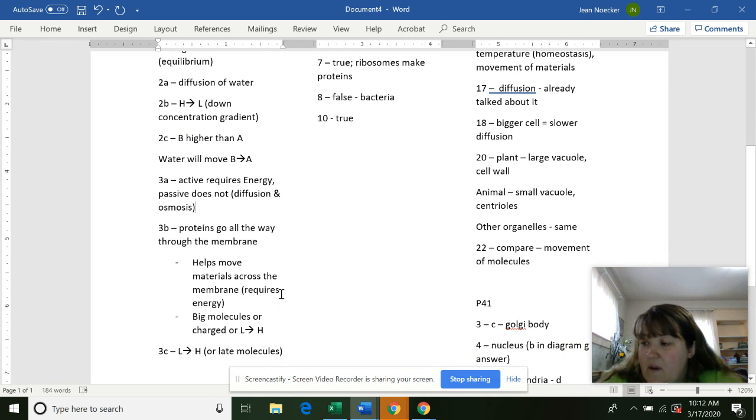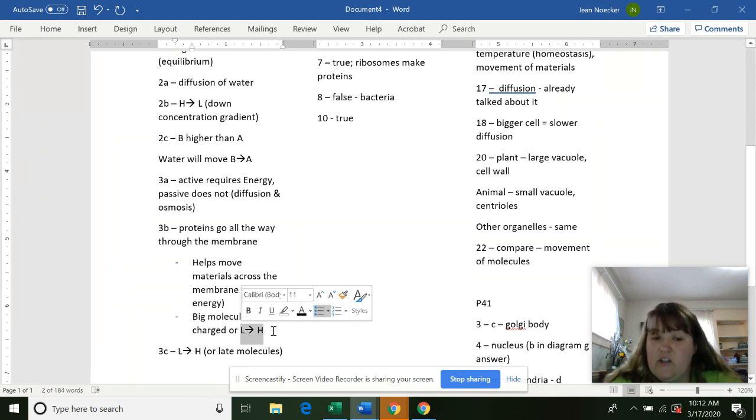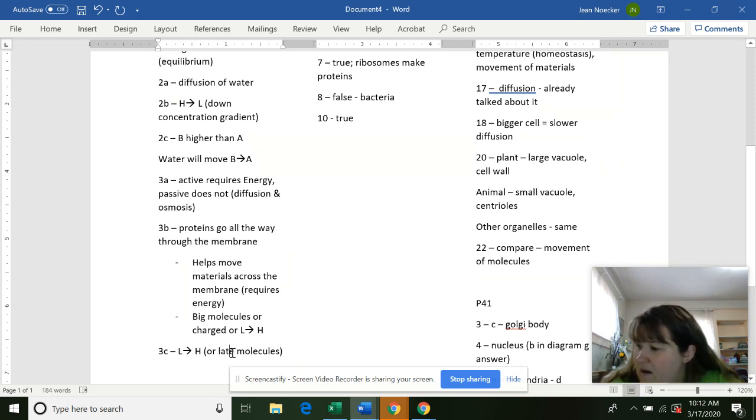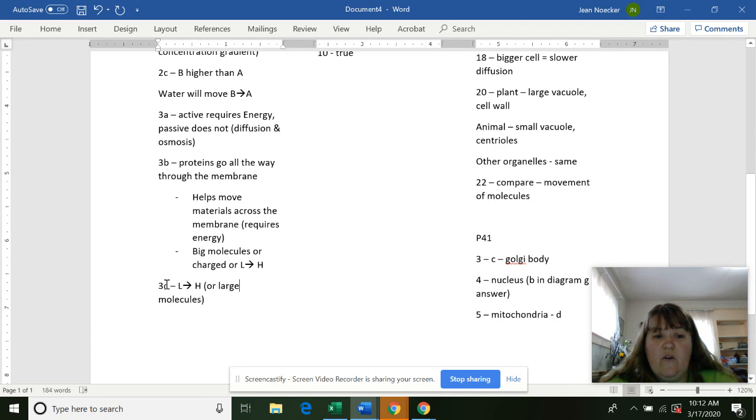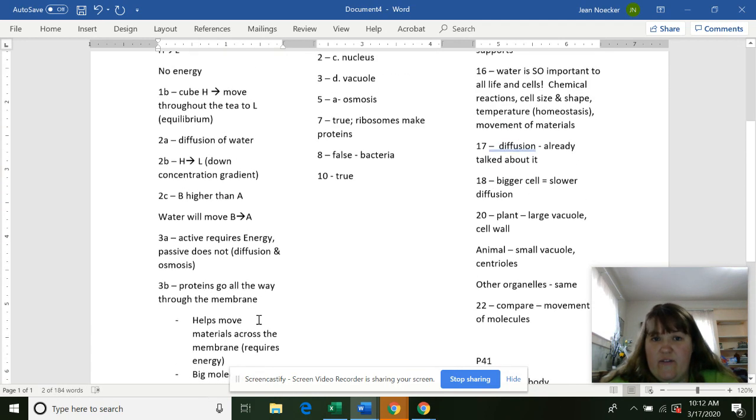3b, what are transport proteins? They are not just proteins on the membrane. They're proteins that go all the way through the membrane. This helps move materials across the membrane, which requires energy. This is what we do for the big molecules, the charged molecules, or molecules moving against the concentration gradient. Or what does that say? I think that should have said large. So it's moving things from low to high for 3C.